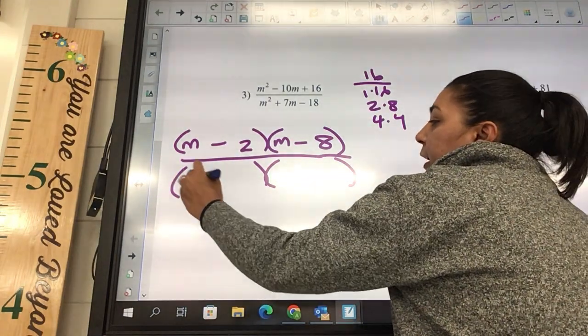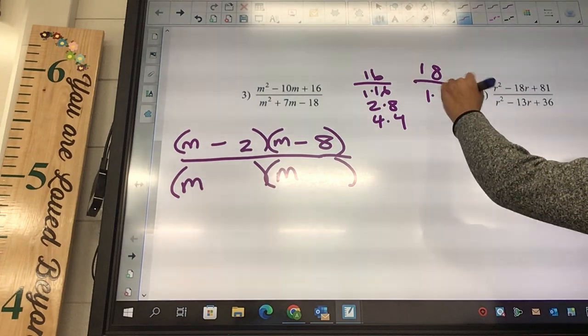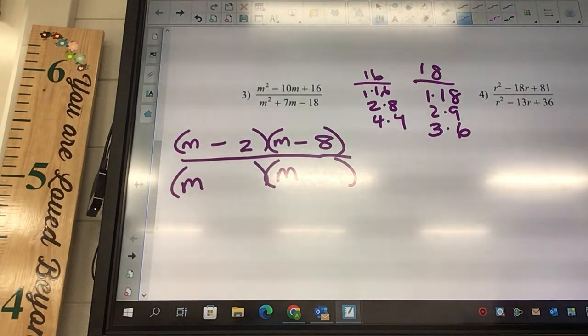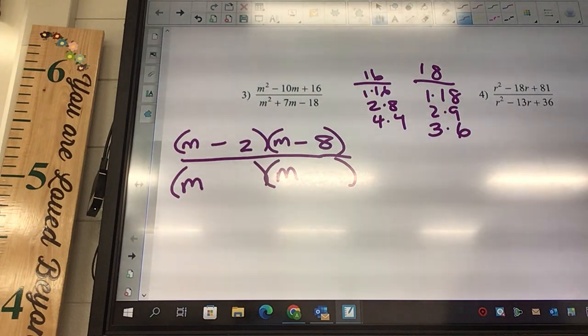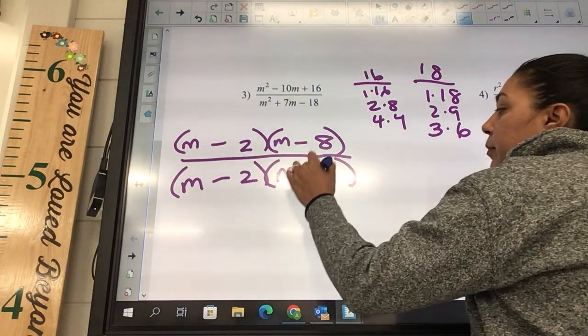On the bottom we have m and m again, and this time it's going to be 18. So 1 and 18, 2 and 9, 3 and 6. I need something to give me a 7. 2 and 9, and I need a positive 7. Negative 2, minus, plus. Good.